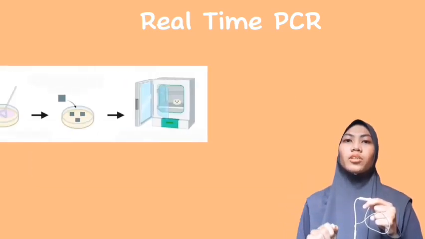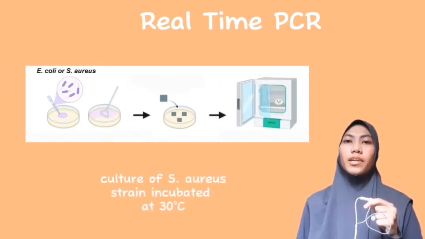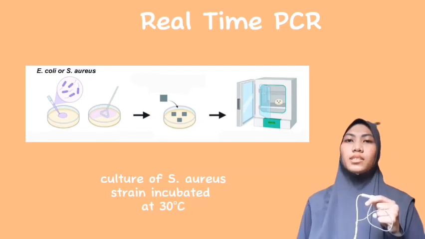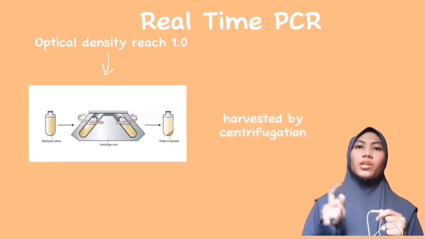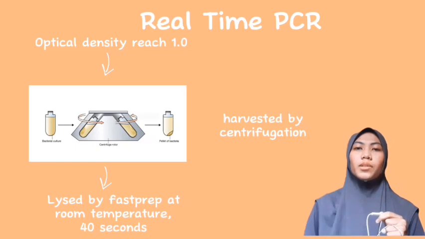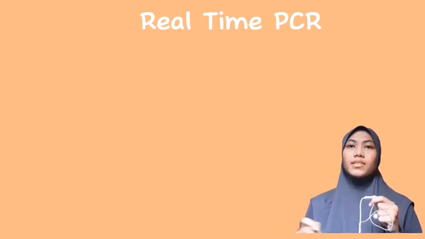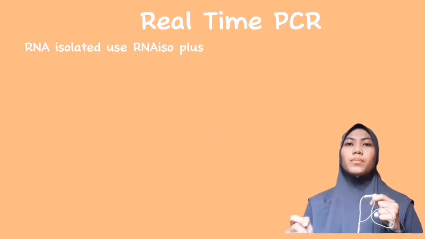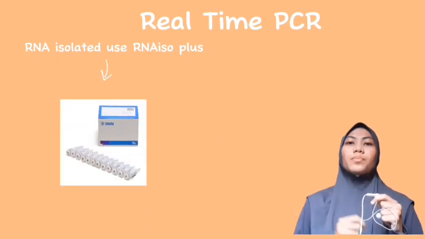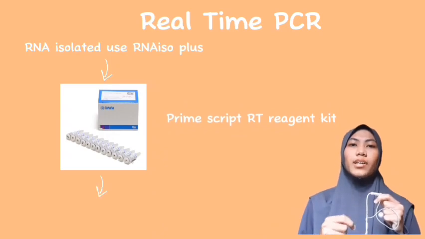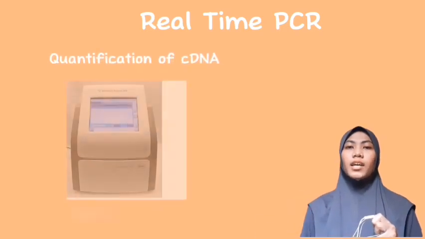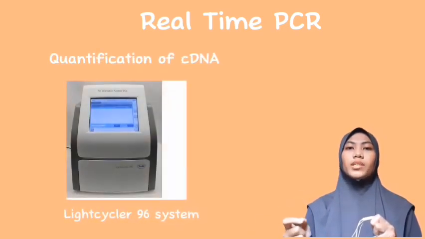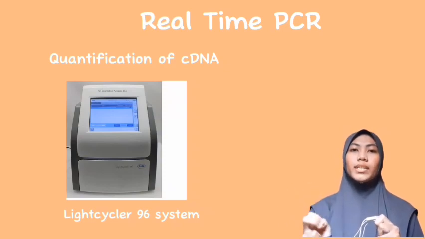In this step, 5 microliters of culture of Staphylococcus aureus strain was incubated at 30 degrees Celsius. When the optical density reached 1.0, the cells were harvested by centrifugation and lysed by FastPrep at room temperature for 40 seconds. Next is RNA isolation, which is usually done using RNAiso Plus. By using the PrimeScript RT reagent kit, the RNA was reverse transcribed to cDNA. For quantification of cDNA, the LightCycler 96 system with the SYBR Premix Ex Taq II kit was used. With that, it will complete the steps.